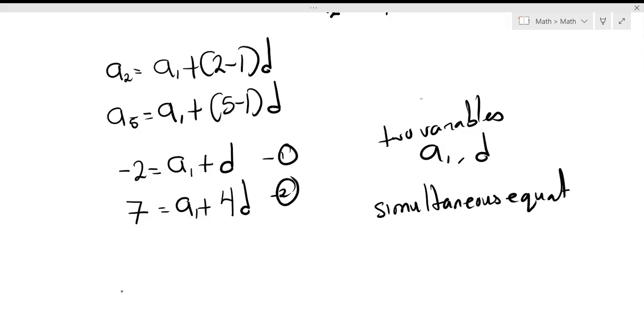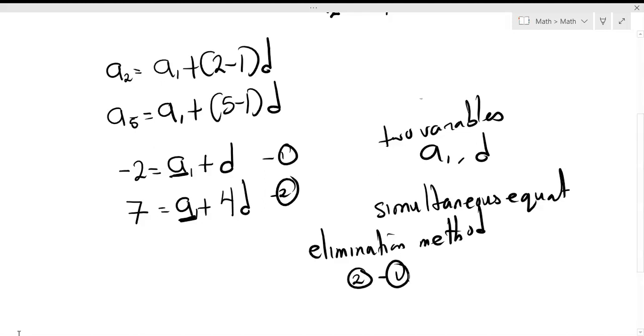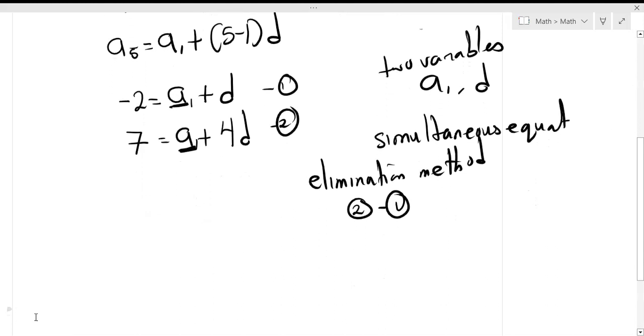The first thing we want to do is use the elimination method, because we have a1 in both the first equation and the second equation. So the best way to solve this simultaneous equation is the elimination method. I'll say equation 2 minus equation 1. We subtract the values of equation 1 from equation 2, side by side.